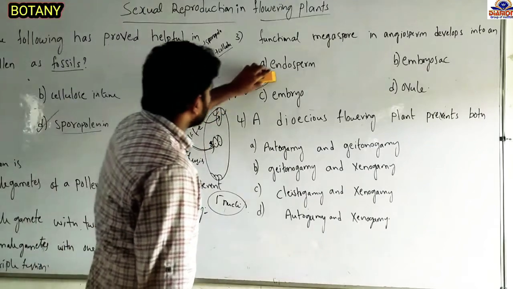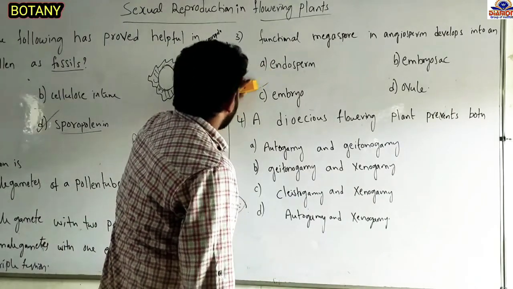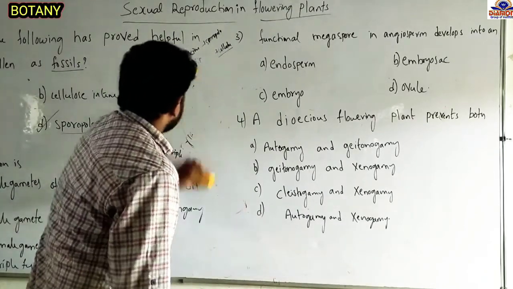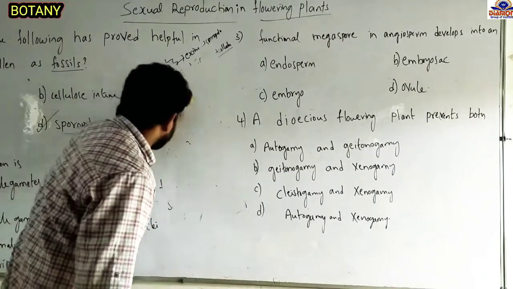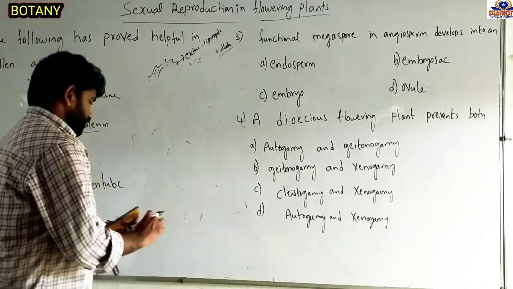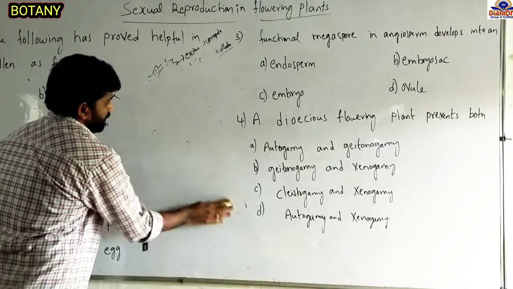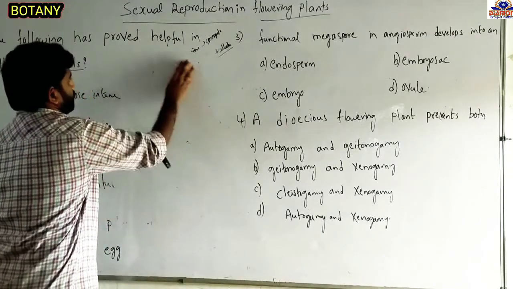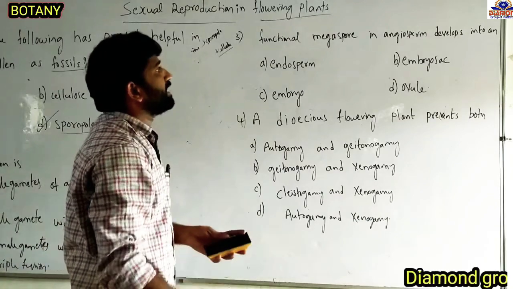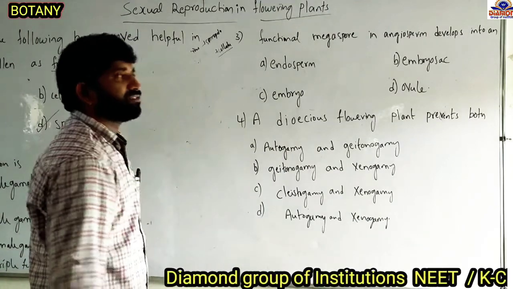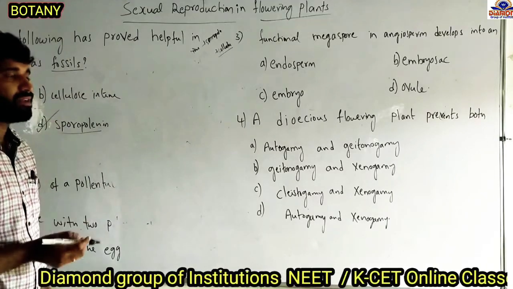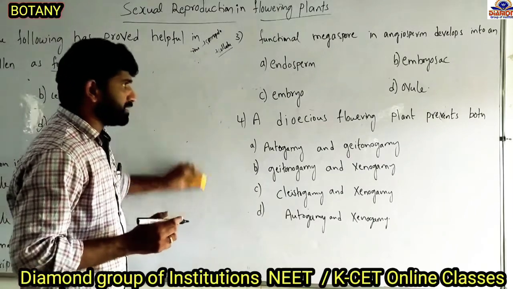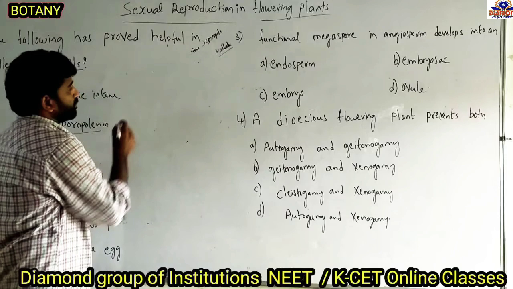You want to know clearly again: functional megaspore in angiosperms develops into an. Megaspore belongs to the female reproductive system. Males are called microspores, females are called megaspores. So what is the functional megaspore, and how will it form? It belongs to the female reproductive structures. So now we can consider it as a functional megaspore.